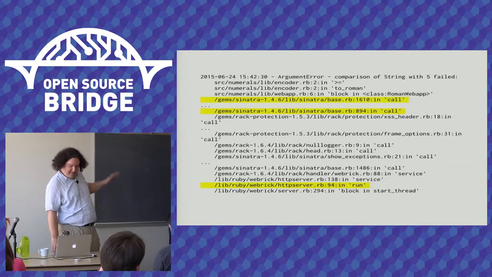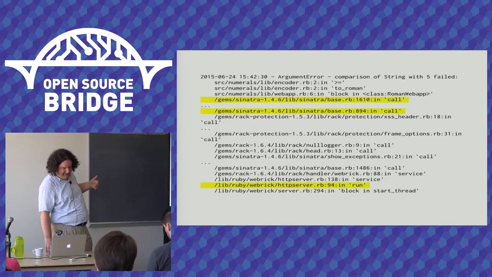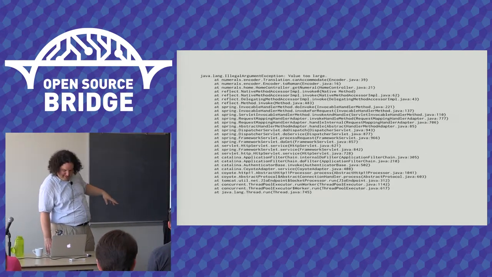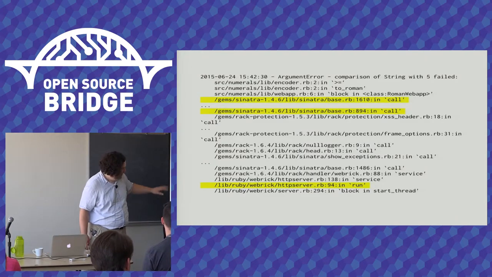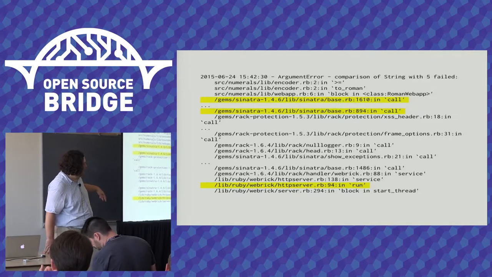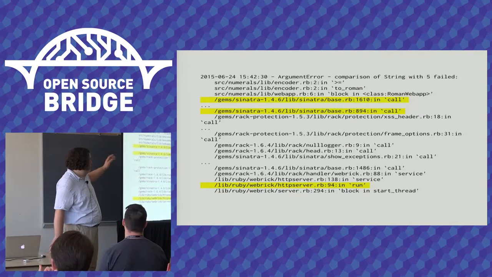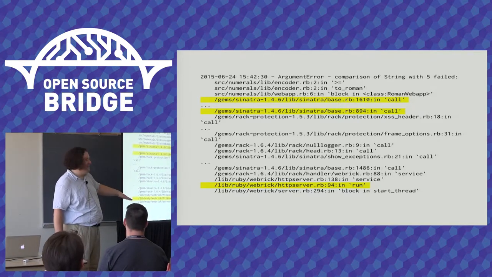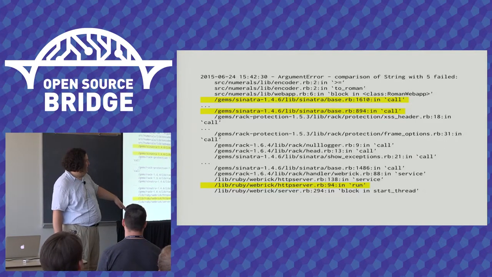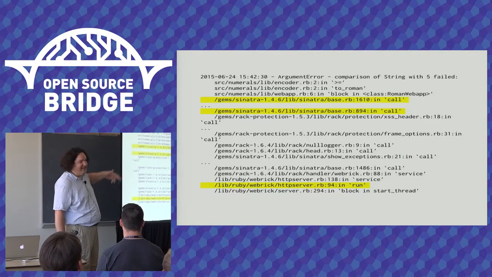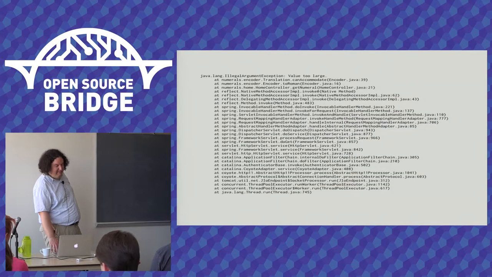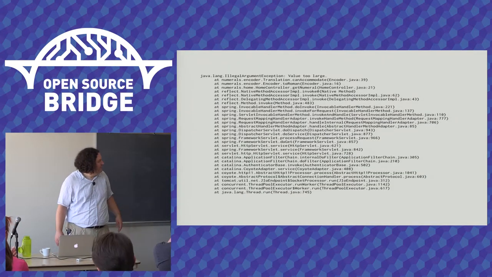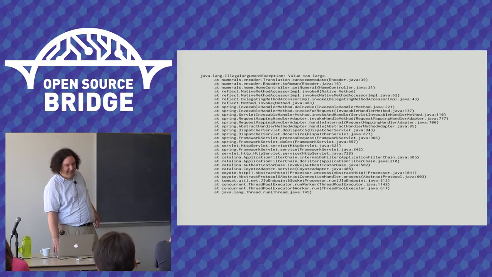There's a bunch to ignore in this particular Ruby example. There's three lines of Webrick stuff that's uninteresting. There's a whole bunch of Rack, which is not super interesting. But again, you can see the basics. All right, it was running a web server. It was going through this framework. It called out to this bit of my code.